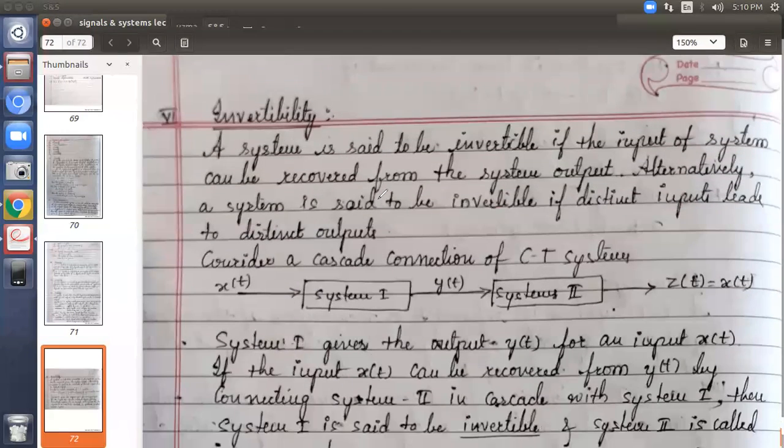The last property, invertibility. Again, invertible, reciprocal; you can tell me the alternative name. Invertible system. Let me just give you an example. What is the differentiation of x square? The differentiation of x square is 2x, right?